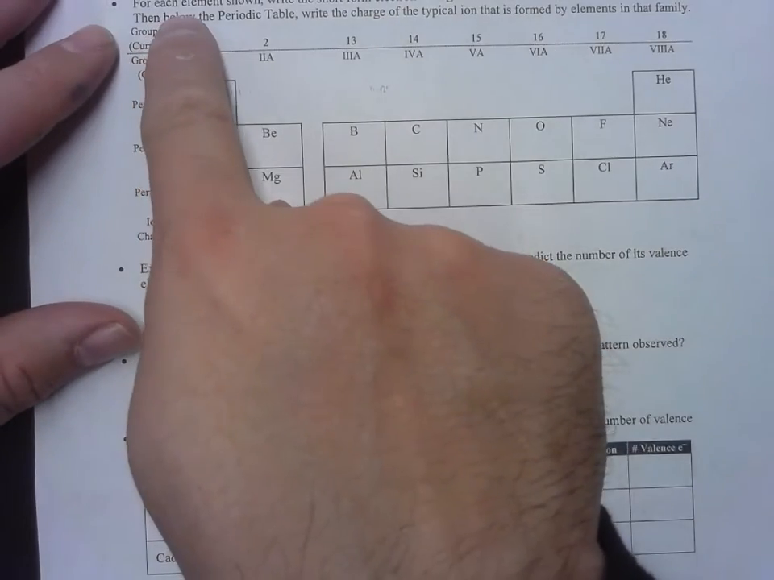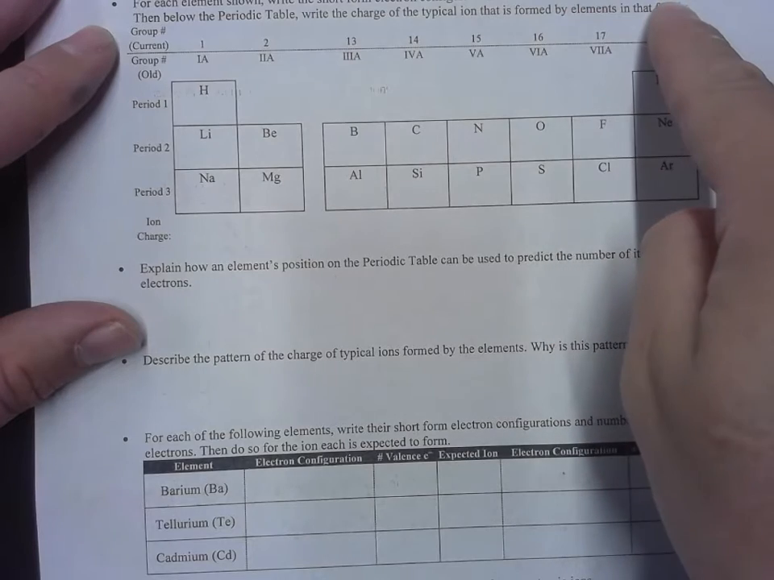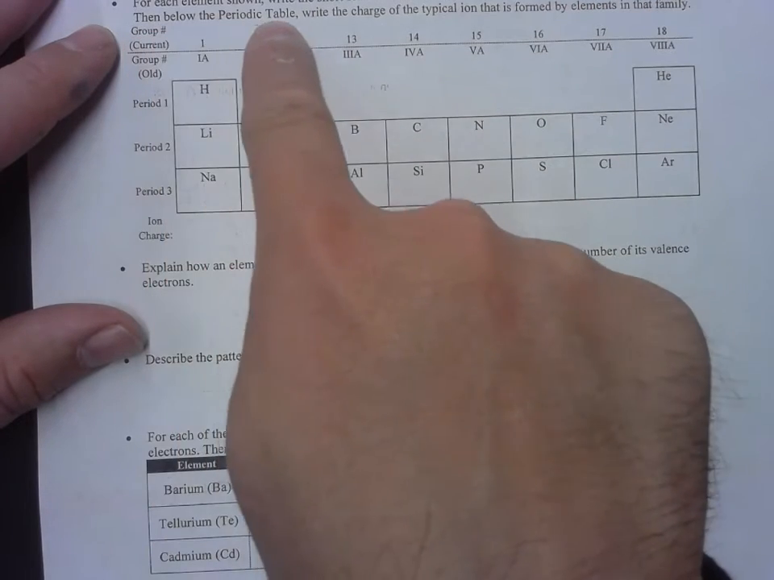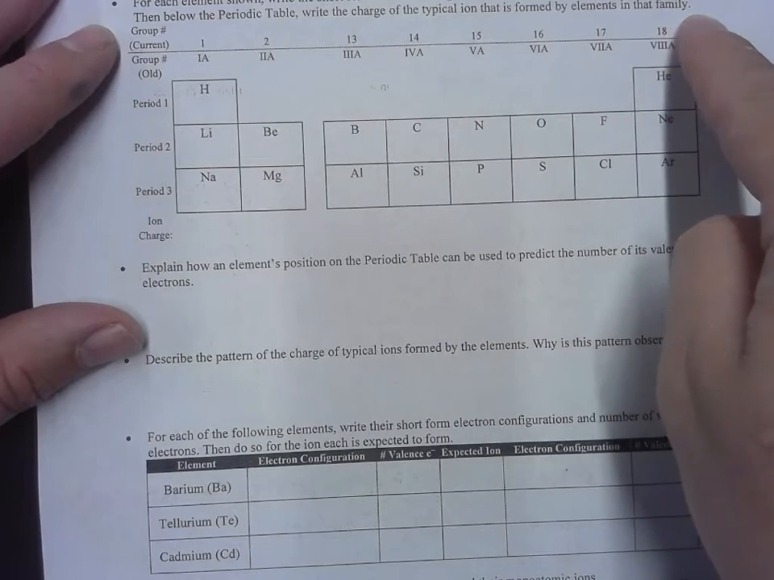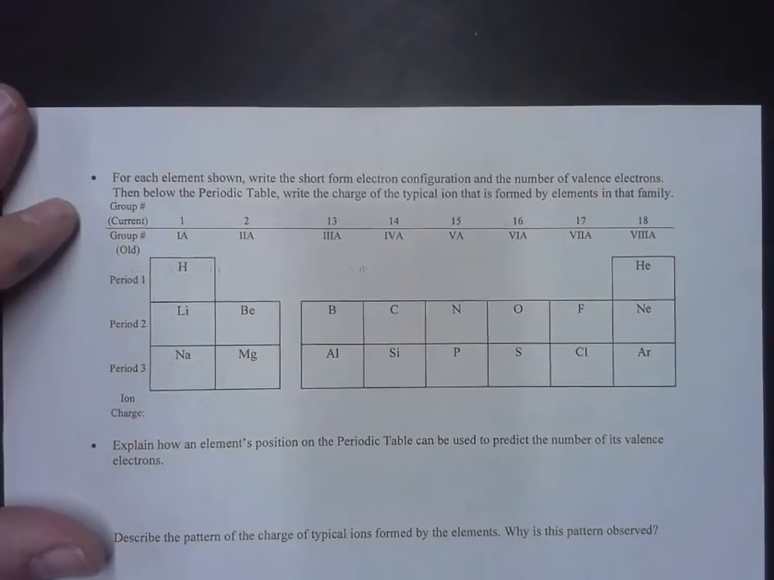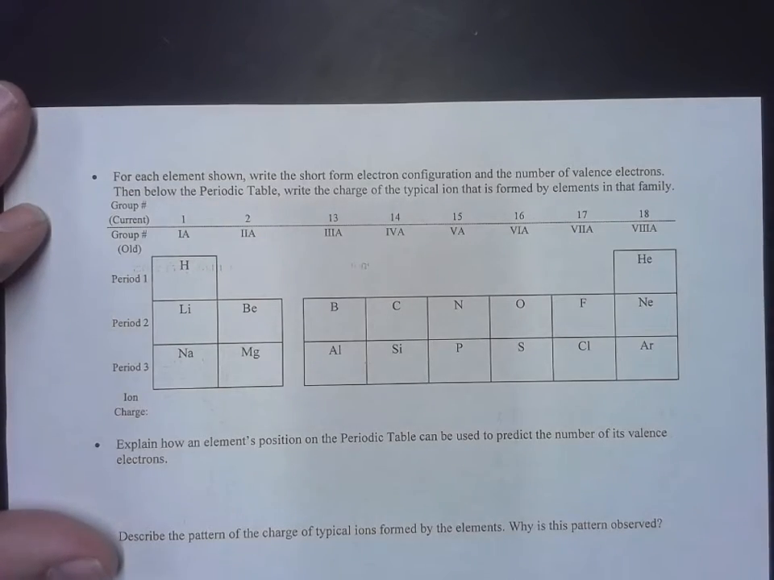For each element shown, write the short form electron configuration and the number of valence electrons. Then below the periodic table, write the charge of the typical ion that is formed by elements in that family. Sorry, right there. That's what I just read from. Okay.